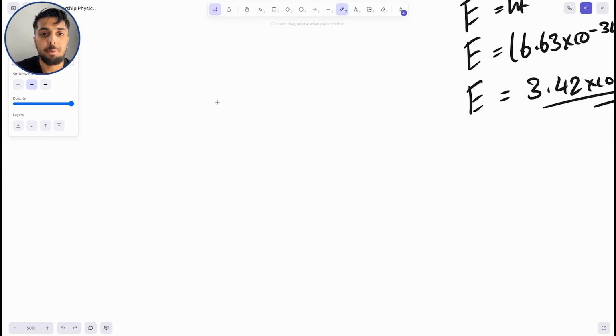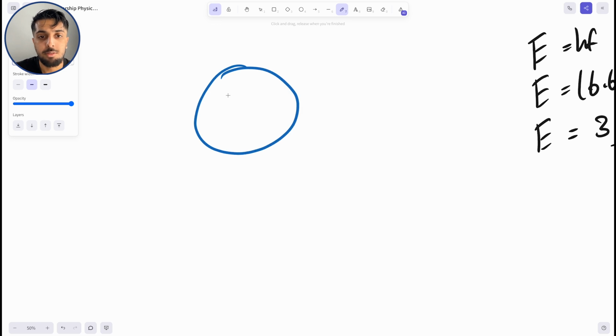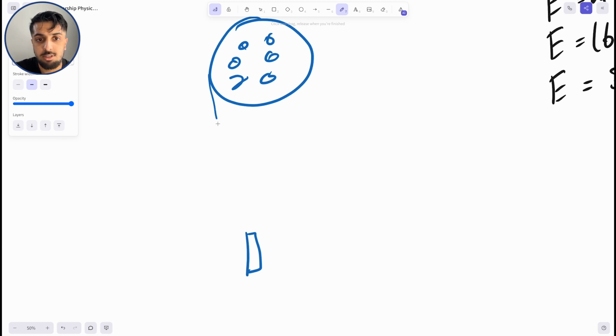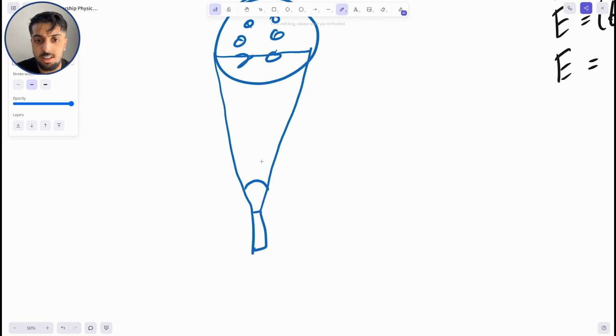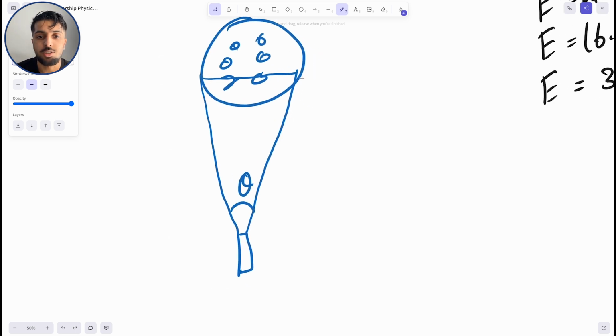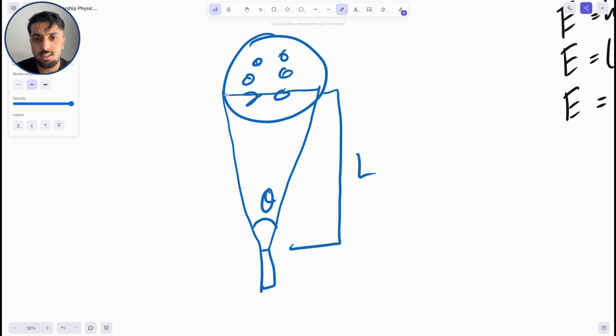So if we picture our moon, right? This is our moon, we have our craters or whatever, and we have our laser. We can imagine that the light from this laser is going to produce a cone-like shape as so. And this is our theta, which is the angle provided. You can see that this distance right here is the distance from the Earth to the moon, which we can call L. And this distance right here is the diameter of the beam, and we can call that distance X.